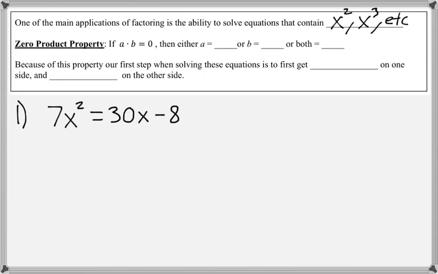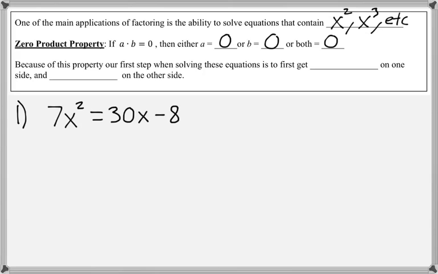It says if a times b is equal to 0, so let's say you have some number, I'm going to call it a, I don't know what it is, and I have another number, I'm going to call it b, I don't know what it is, but if I multiply them together and equal 0, then I know something about them. I know that either a has to be 0, or b has to be 0, or they both have to be 0. And that's going to kind of help us solve these.